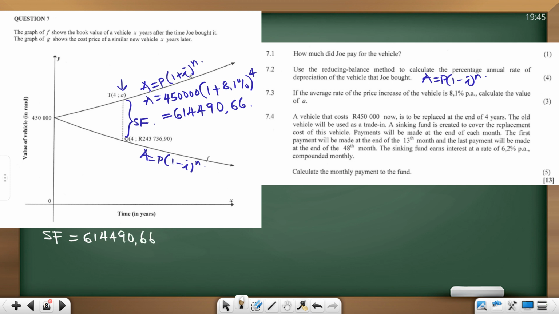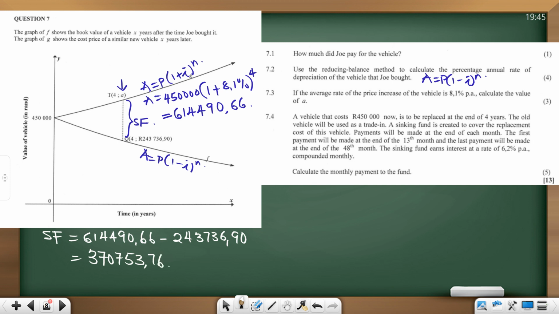It means, without even wasting time, since we've all read, our sinking fund would be what? 614490, what? 66 minus 243736, 90. Do you have an answer for me here? Quickly, answer. Give me an answer here. Sorry? 370753, comma. All right, guys, that's our sinking fund.